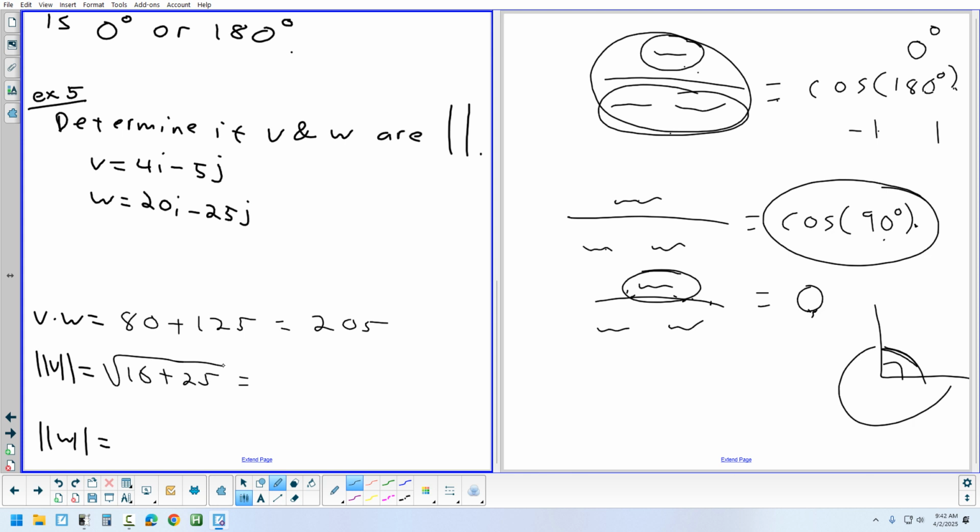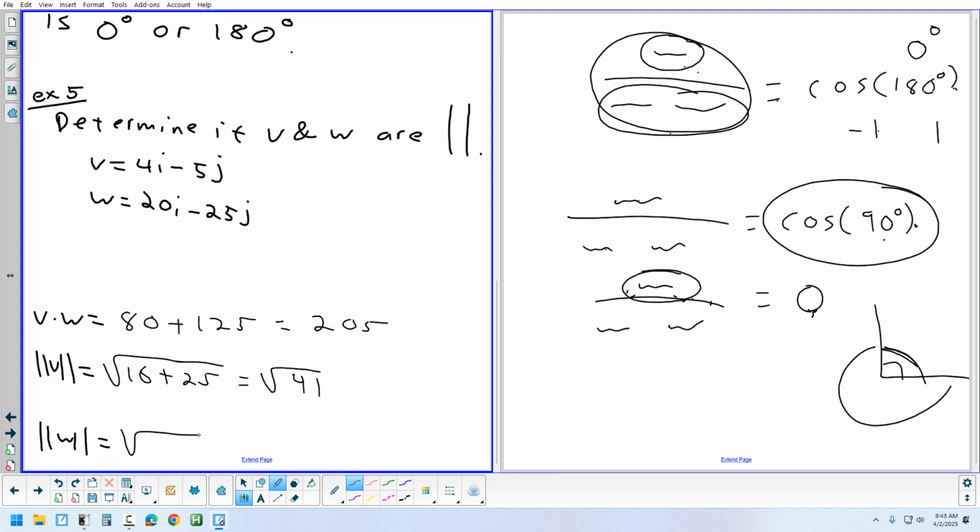I don't know if you said exact, just got decimal, but for decimal it's 6.4031. Yeah, we want to keep it exact. We don't want to do any rounding. So what would that be? Just the square root of 41.